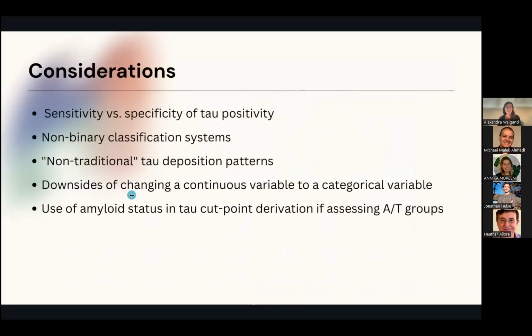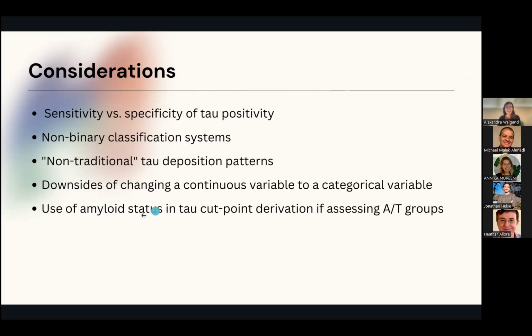Similarly, there are a lot of statistical downsides to changing a continuous variable into a categorical variable. We lose a lot of the richness of information we have from a continuous variable. That said, I believe there are situations where it's beneficial to have a cut point. For example, for entry into clinical trials, if we want to determine if people are positive or negative, we need that specific binary cut point in order to determine who is eligible versus who is ineligible.